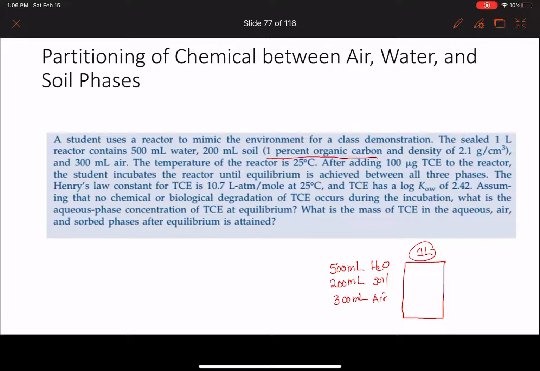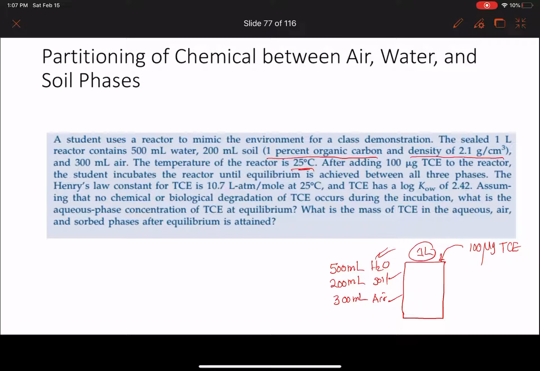The density of the soil is 2.1 gram per centimeter cube. Of course, 300 mil air. The temperature of the reactor is 25 Celsius, which is normal temperature. Now he's adding to the reactor 100 microgram TCE. The student incubates the reactor until it reaches equilibrium between all phases, between the soil, water, and air.